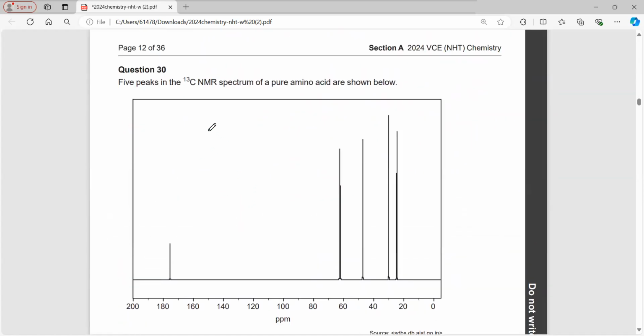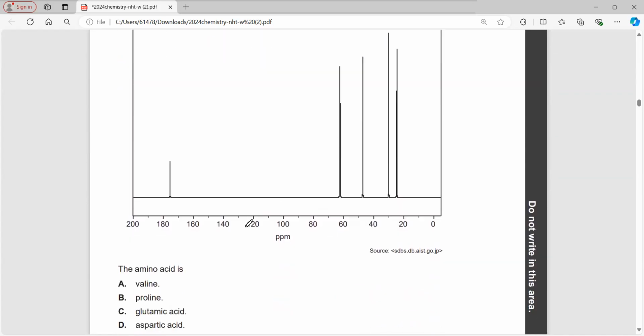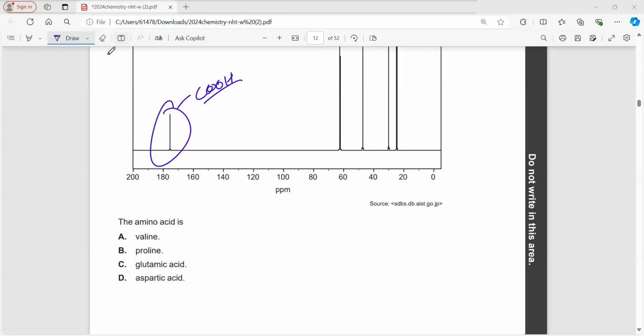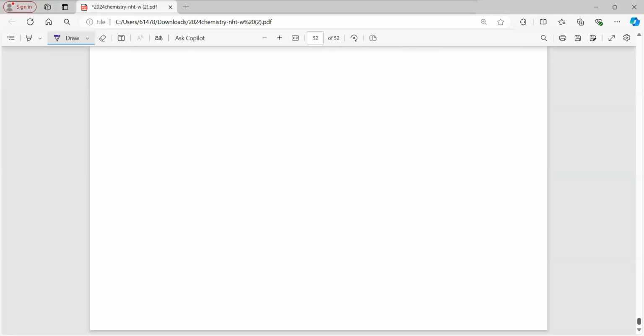All right, lastly, 5 peaks in the carbon-13 NMR spectrum of a pure amino acid is shown below. So there's five carbon environments. This is probably representing the COOH. So we can see that there's 5 carbon environments. It might be slightly hard, but I'm hoping that only one of these has 5 carbon environments and the rest have 4 or 6, just to make my life slightly easier. Let's go through valine, proline, glutamic acid, and aspartic acid. Let's go down to the bottom.